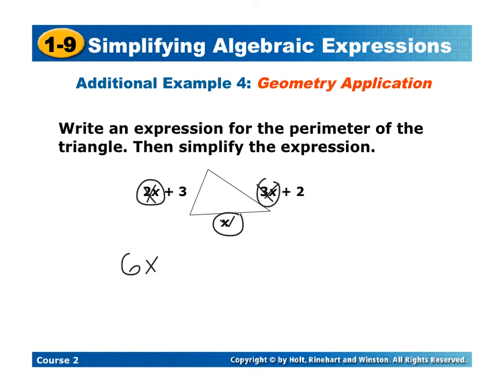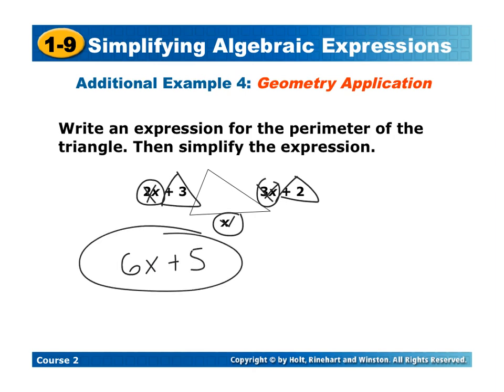And now the only other thing I have are a couple of constants. So I have 3 here and 2 here. So if I add 3 plus 2, I get 5. So the perimeter of our triangle would be 6x plus 5.